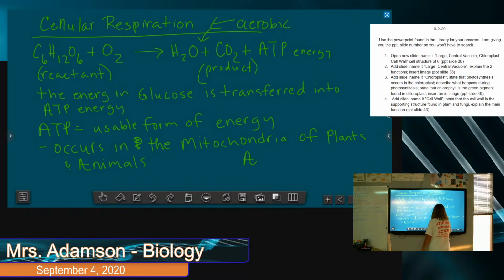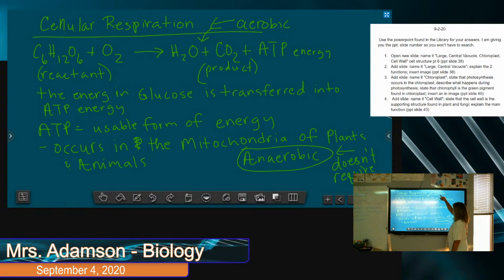Anaerobic does not require oxygen, and it is a totally different process that also forms ATP. Aerobic is the more efficient one. You get like 36 or 38 ATPs during this reaction, whereas you only get like 3 or 4 in the other reaction. So always pick aerobic. Anaerobic doesn't require O2. You might see that word, but never pick it on the test. This is the one you're going to pick.